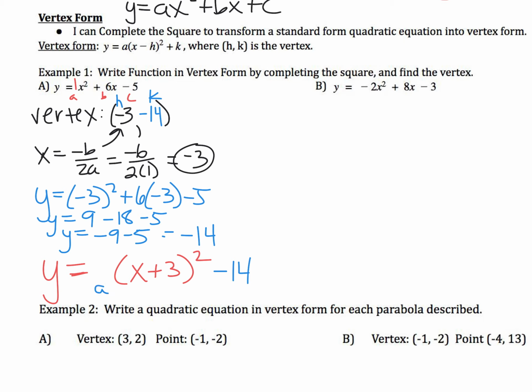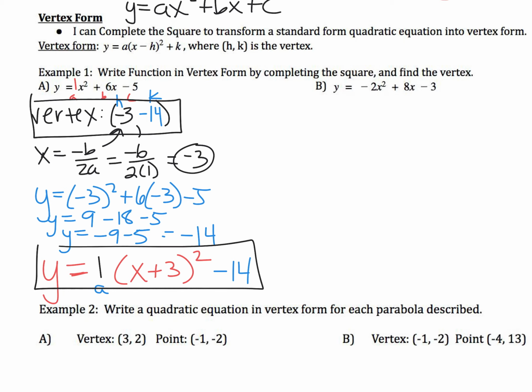Now we still need this a value in front. Well, in our standard form, we already had the a value. Our a value is 1, so all we have to do is bring that a value down, and there's our final vertex form. Here's our vertex form, and here's our vertex. Those are the two things that we need to see when we're done. Let's go ahead and look at B.